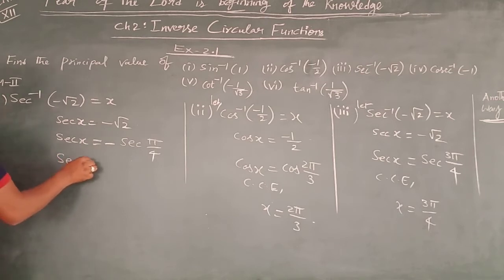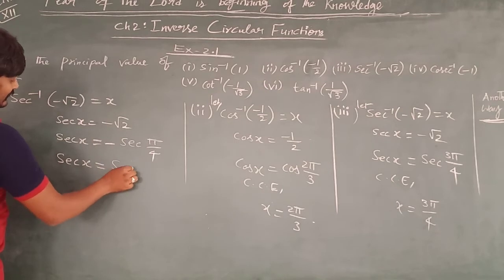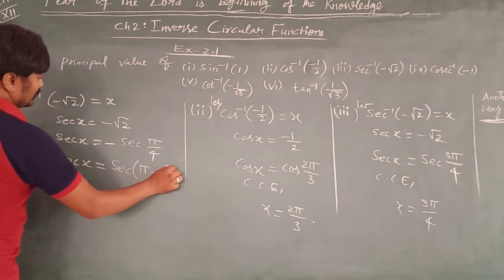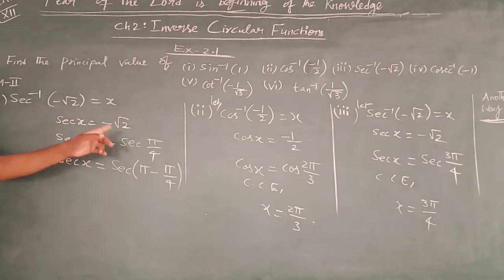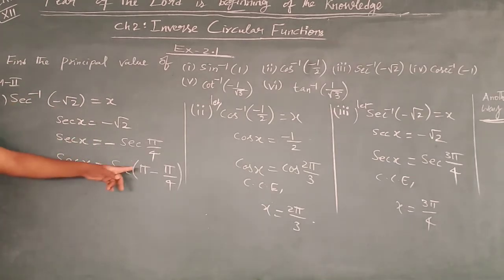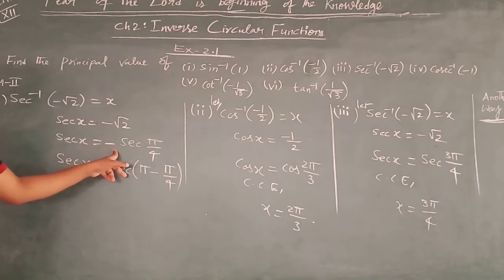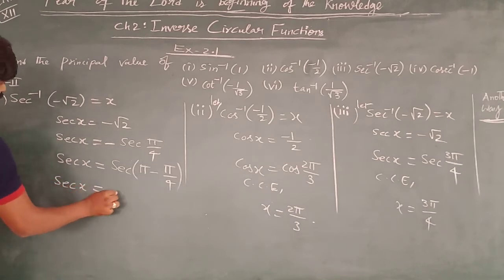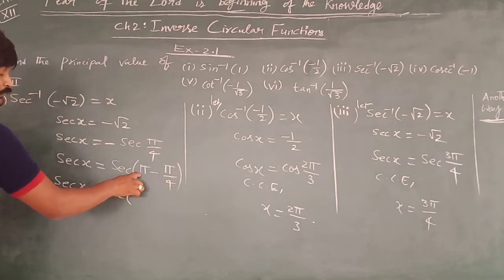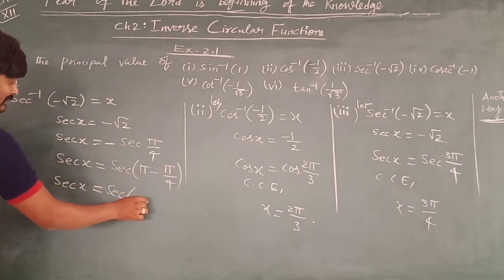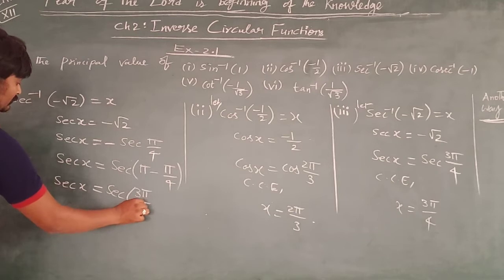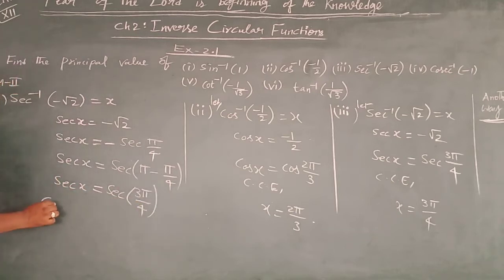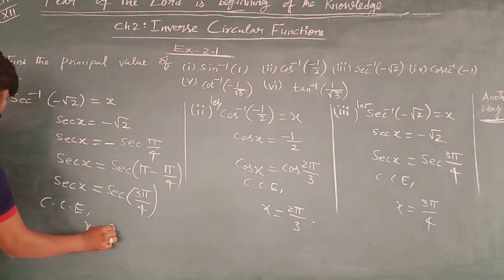What we can write? Secant x is equal to, if I want to set pi minus pi upon 4, then what you get? Minus into minus plus it becomes, because in 180 minus theta secant is negative. So secant pi minus pi upon 4 can be, and now this secant x is equal to secant of 4 pi minus pi upon 4, so you get 3 pi upon 4. Then again comparing corresponding elements, x is equal to 3 pi upon 4.